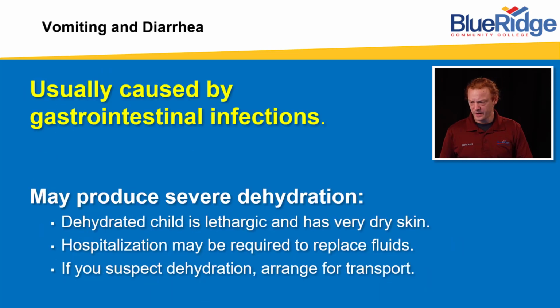So vomiting and diarrhea are usually caused by gastrointestinal infections. Prolonged vomiting and diarrhea may produce severe dehydration. As humans, we are profoundly dehydrated at the start of every day. None of us drink enough water, so we're always slightly dehydrated, and vomiting and diarrhea dehydrates us the fastest of any other means.